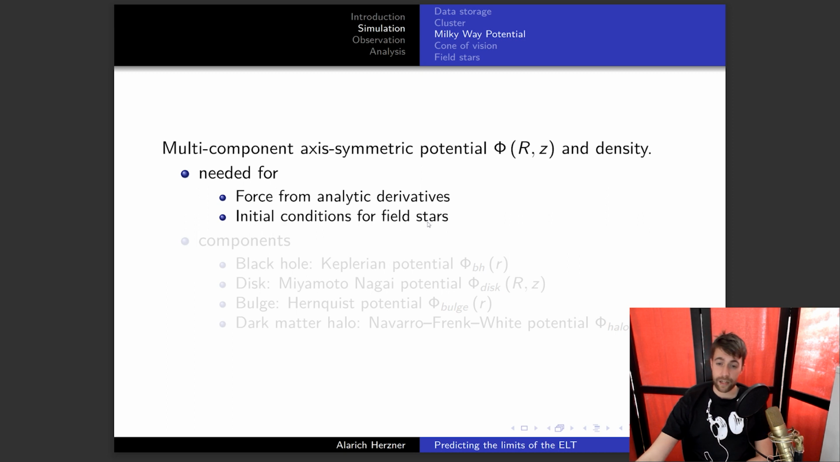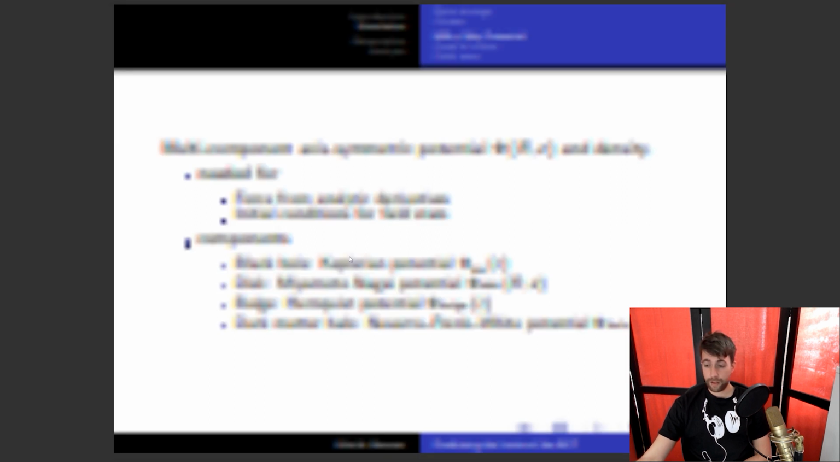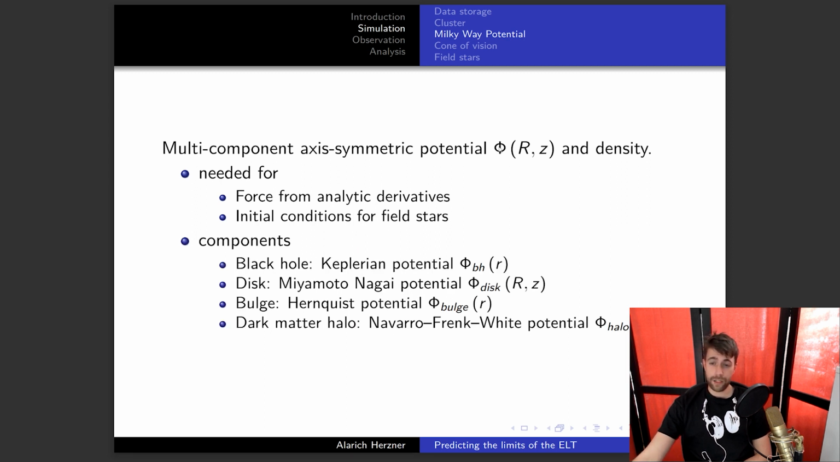Field stars, again, are any kind of stars which do not belong to the cluster. You have to imagine, if we look in a certain direction, we will see all kinds of stars, not only our cluster stars, but also all kinds of other stars. And we will use the density here to initialize those other stars. The components of the potential in my model are a black hole at the center of the Milky Way, disk stars, bulge stars, so those are different kinds of Milky Way stars, and a dark matter halo.